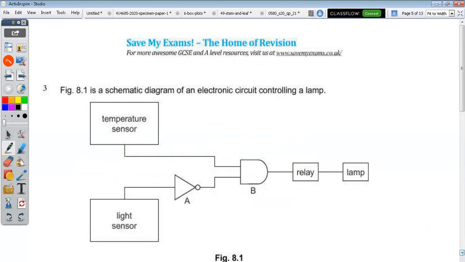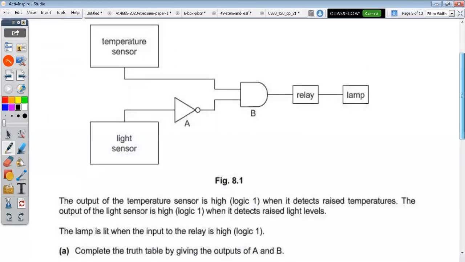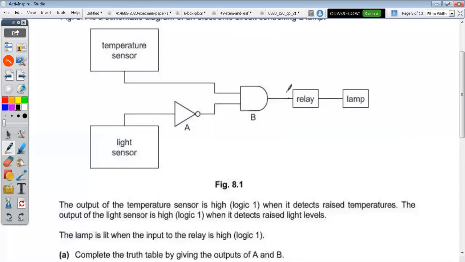Let's see what these questions are asking. The output of the temperature sensor is high, one, when it detects raised temperatures. The output of the light sensor is one when it detects raised light levels. The lamp is lit when the output of the relay is high, logic one, where the input to the relay is one. When that input here is one, that's when the lamp is lit.